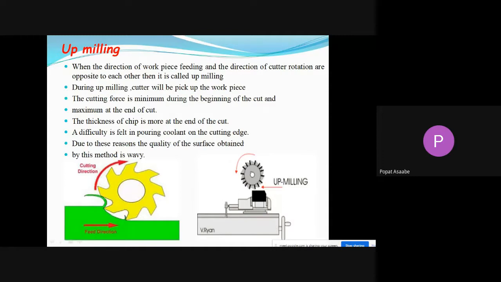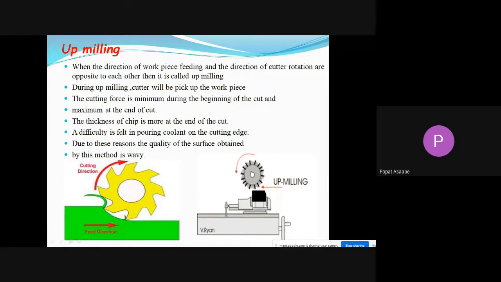Another point related to up milling is that it is difficult to pour the coolant on the cutting edges, and because of that it does not produce a very good surface finish. This is about up milling. Generally you have to remember that up milling is used for performing the milling operation on hard material. Just some points you have to remember.